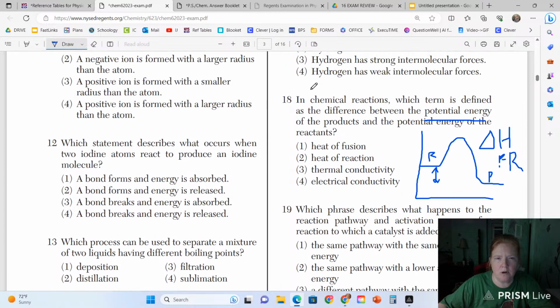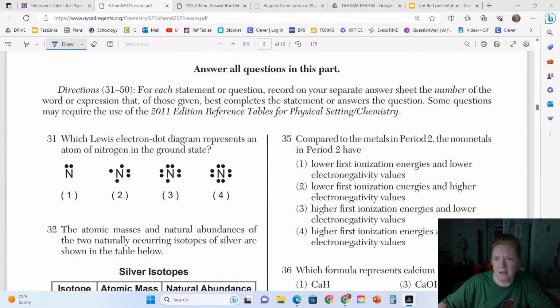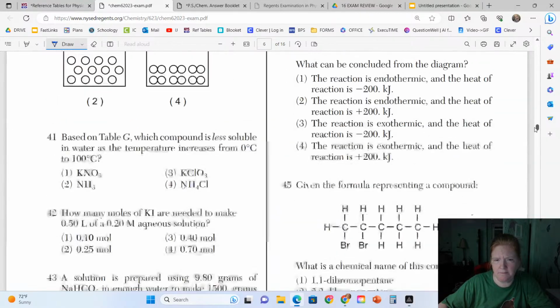So yes, for 18, it is 2, heat of reaction. I see someone else answered that for you, but just to make sure, it is 2. And then I said I was looking at 60, which was having to do with entropy. I think. Was it 60? Yeah.